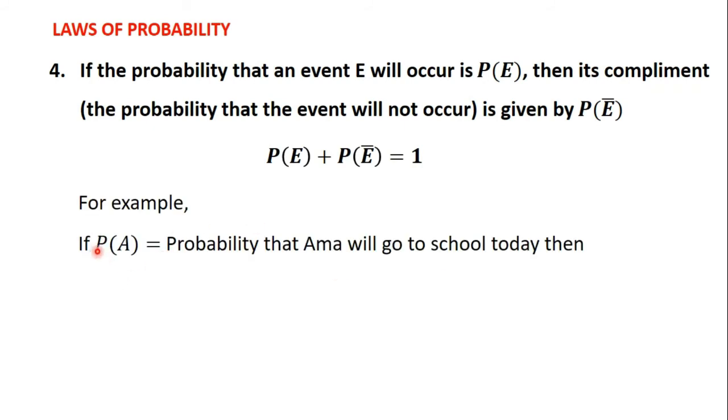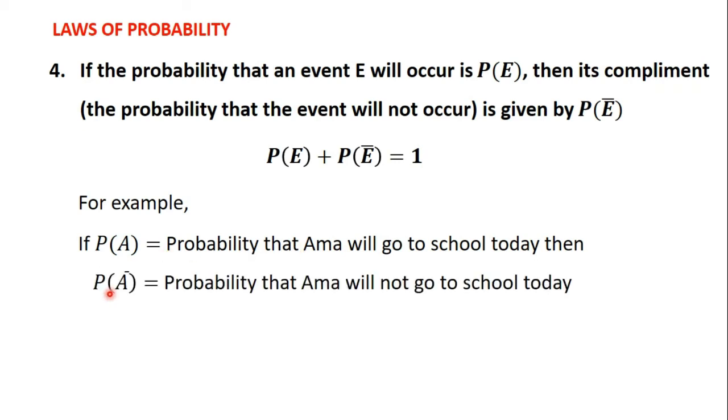So let's consider this example. Let's say that P(A) is the probability that Amma will go to school today. Then P(A complement) is the probability that Amma will not go to school today, and P(A) plus P(A complement) will give us 1. So if you add a probability to its complement, you get 1.